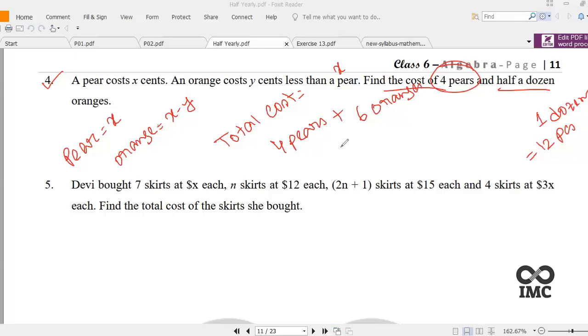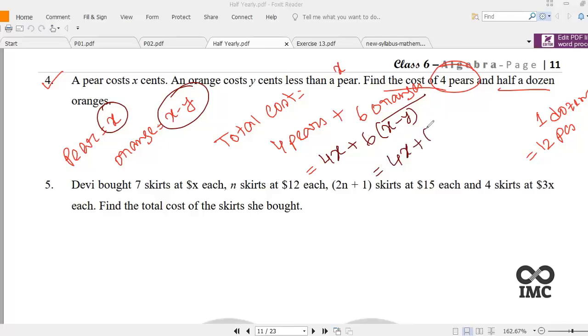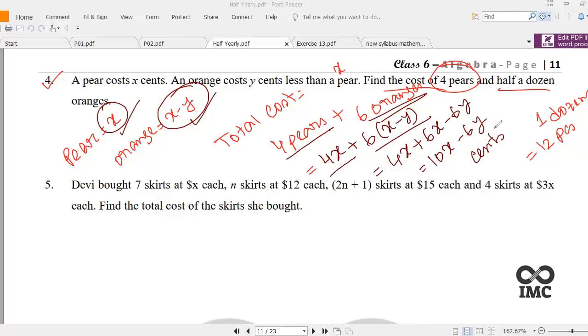Okay. Now 4 pears, we can say in this way, 4 multiplied by what is the cost of a pear? Cost of a pear is X. So 4X plus, what is the cost of oranges? X minus Y. So 6 multiplied by X minus Y. Now do the calculation. 4X plus 6 multiplied by X is 6X minus 6Y. So 4X plus 6X will be 10X. Now do the calculation. You will get 10X minus 6Y cents.